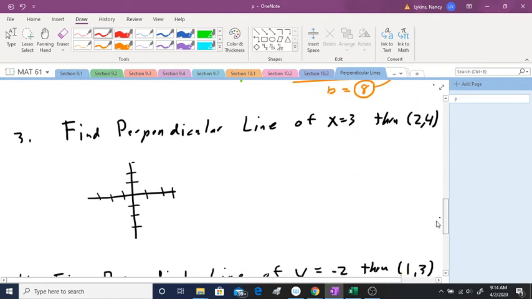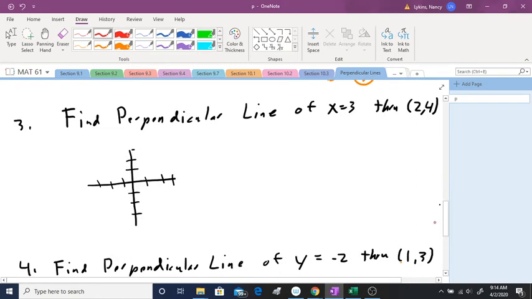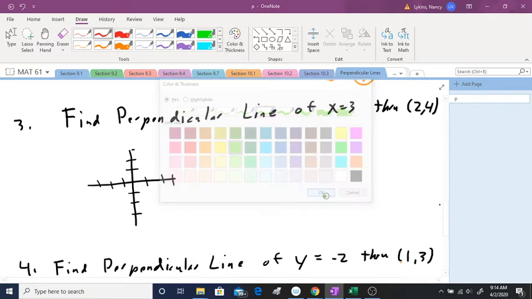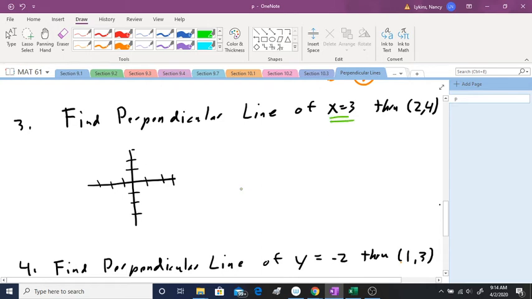Now, what happens if I give you, we're doing the same thing with finding perpendicular lines, but if I give you x equals 3 that goes through (2, 4), and, look at number 4, I'll give you y equals negative 2 that goes through (1, 3). How do we need to approach this? Well, the first thing I'm going to do is graph x equals 3. Now, x equals 3, from some previous lessons, is a vertical line going up and down. That's what it should look like, and it should hit on 3.